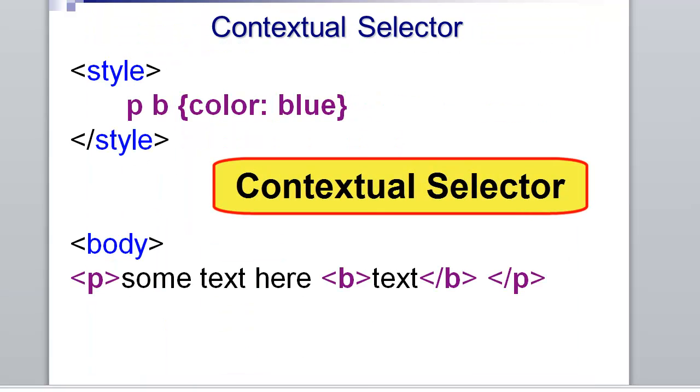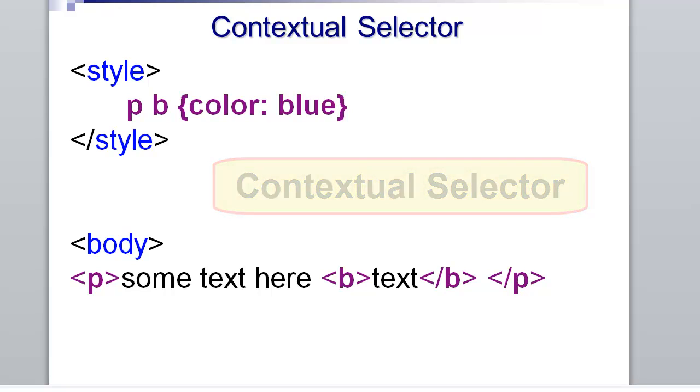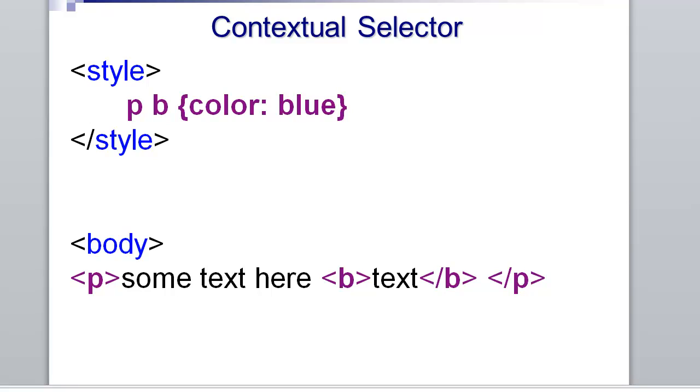A contextual selector tells the browser to apply a style based on the context in which the elements or selectors exist. This is a basic contextual selector, and we see a P tag and a B tag. This means that when the B tag is inside the P tag, the style will be applied. So the style is applied based on that context existing in the document. This is actually a very powerful way of applying a style, because you don't need to write additional code inside the element in the body tag.